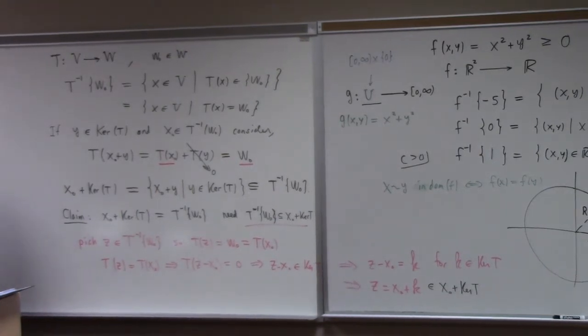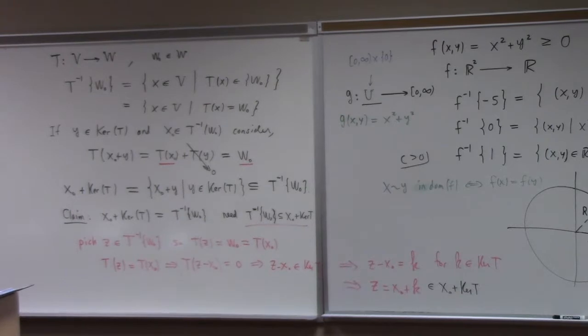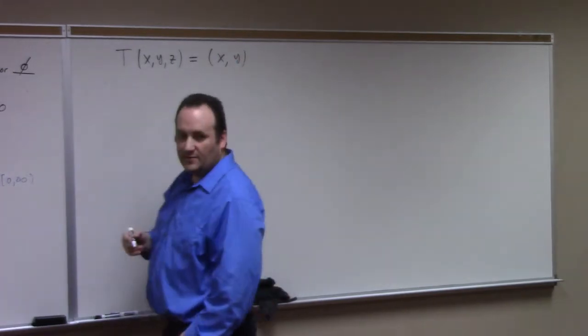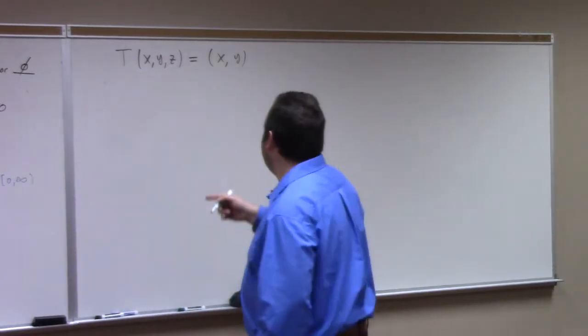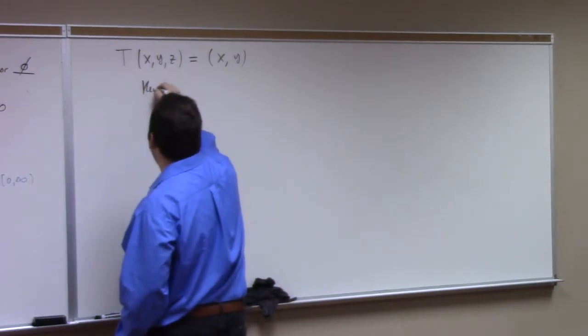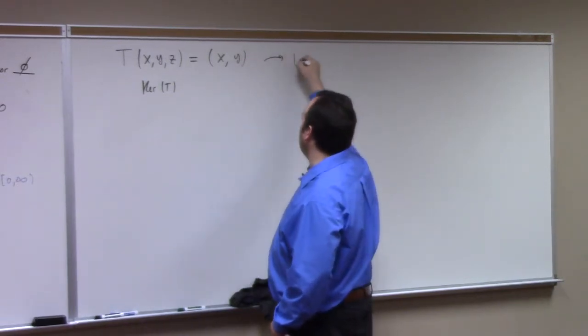So let's summarize the discussion. What does this say about the inverse image of a linear map? How big is it? Here's one. T of X, Y, Z equal to X comma Y. What did you say, Bethany? It's just one? No. What's the kernel of this map? Is this linear? It is.